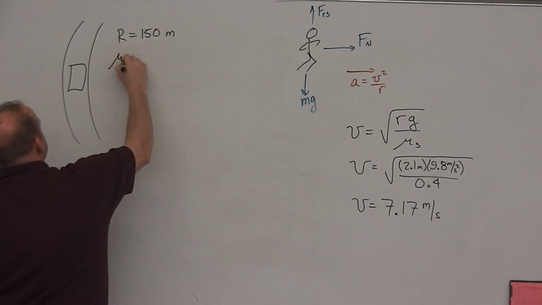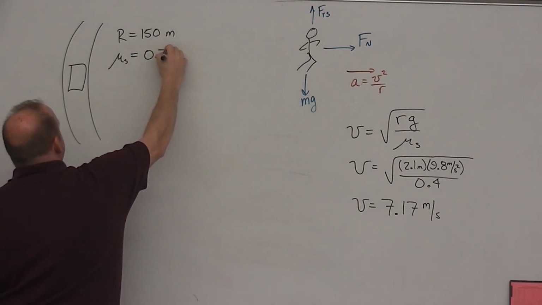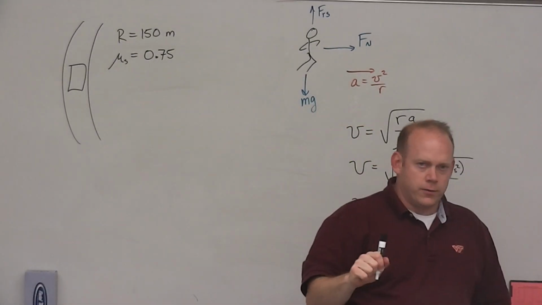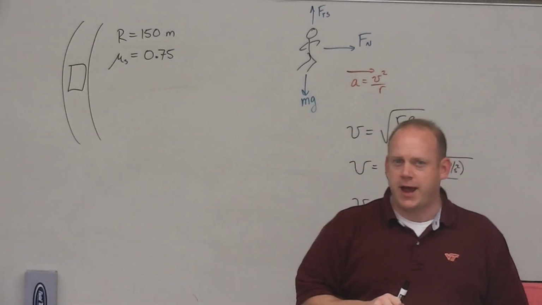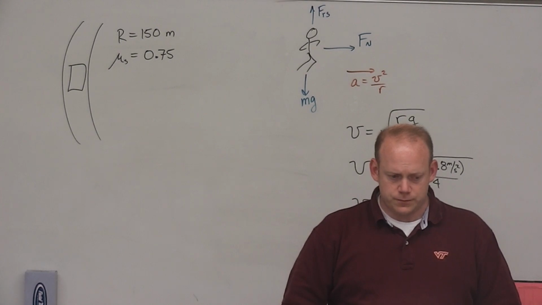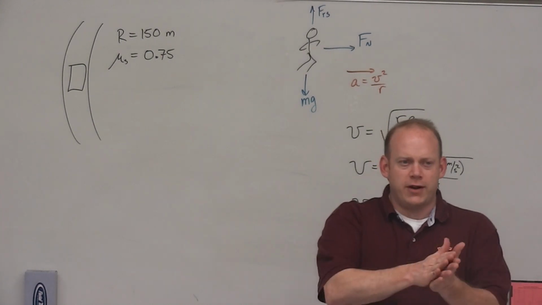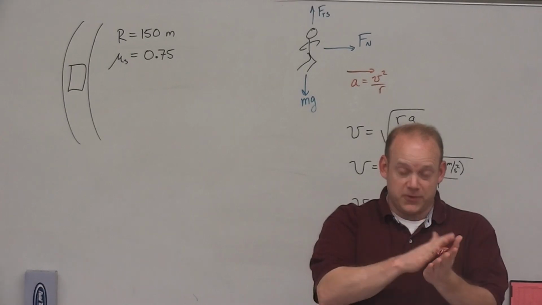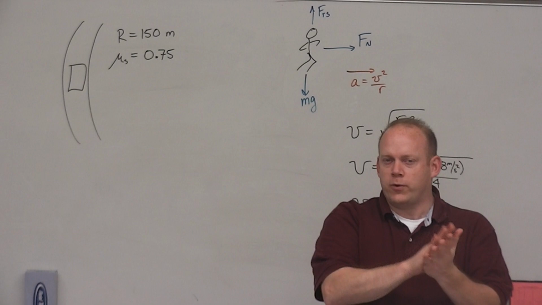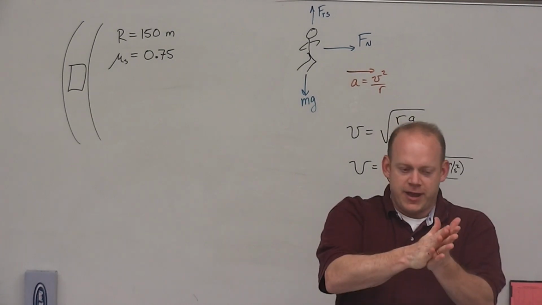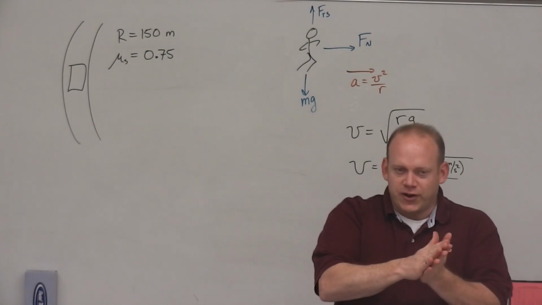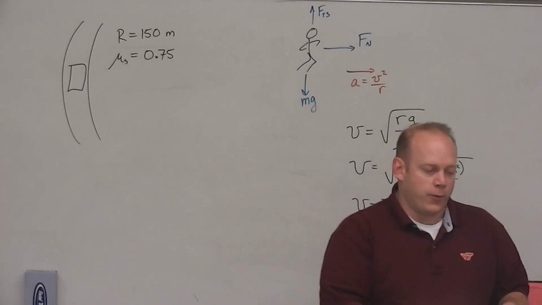Now, here's the thing. You might say, wait a second, Mr. Phillips, this car is moving. We're not supposed to use μs, we're supposed to use μk, kinetic friction. But here's the thing. As this car goes around the bend, we're not talking about sliding. Sliding is where μk is. What we're talking about with static friction is that they don't slide past one another. Sliding is what kinetic friction is.